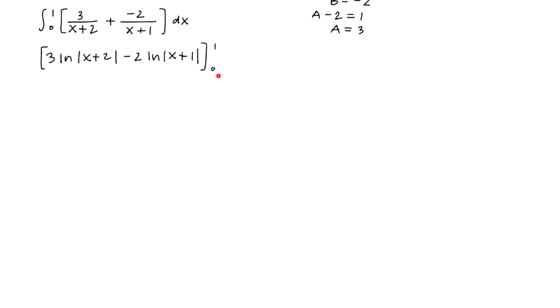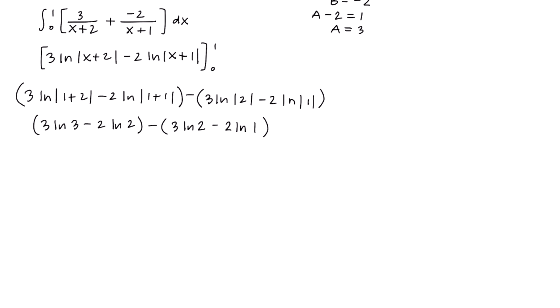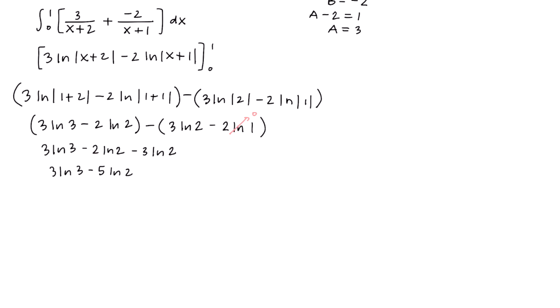All right, so at this point, we're going to plug in 1 to everything minus plugging in 0 to everything. The natural log of 1 is 0. So we have 3 natural log of 3 minus 2 natural log of 2, and then we have minus 3 natural log of 2. We're going to combine these, and we end up getting negative 5 natural log of 2. Next, we're going to use properties of logs, so we're going to move this 3 up here into the exponent, and this 5 up here into that exponent.